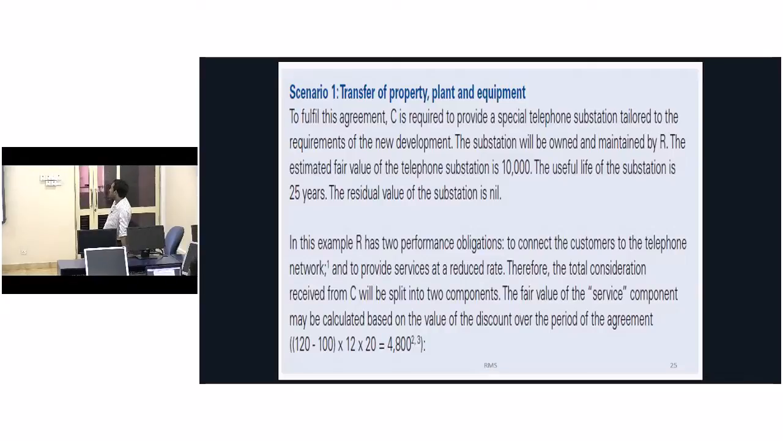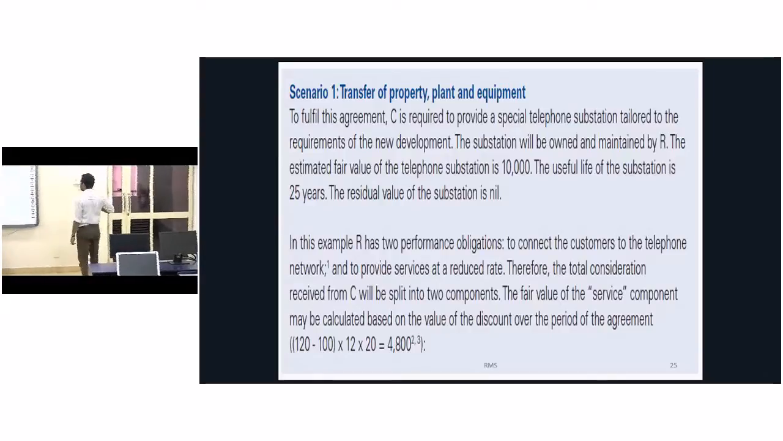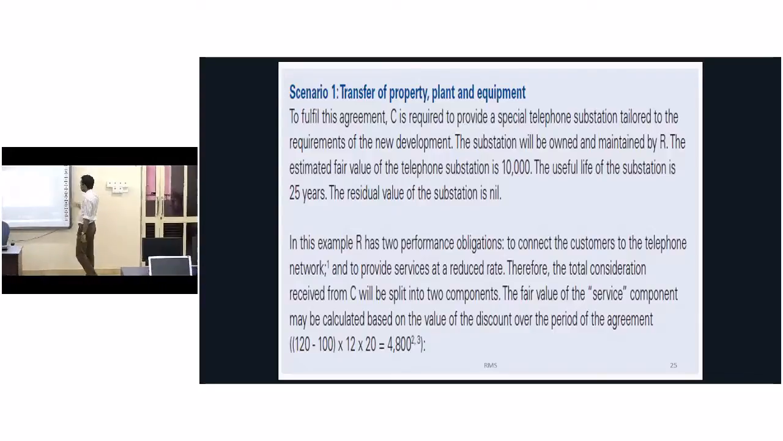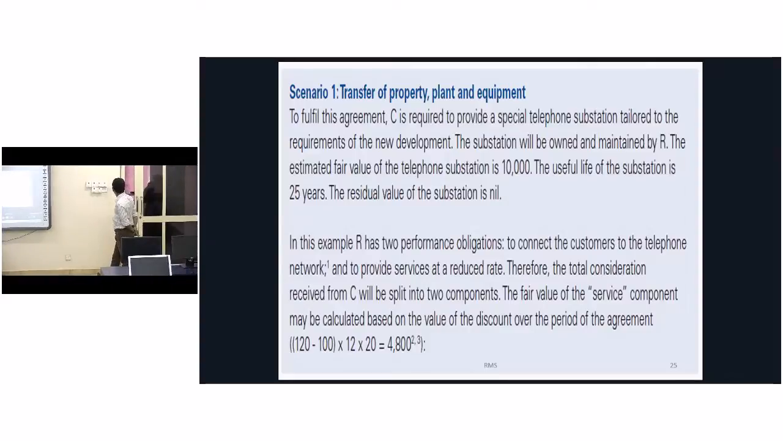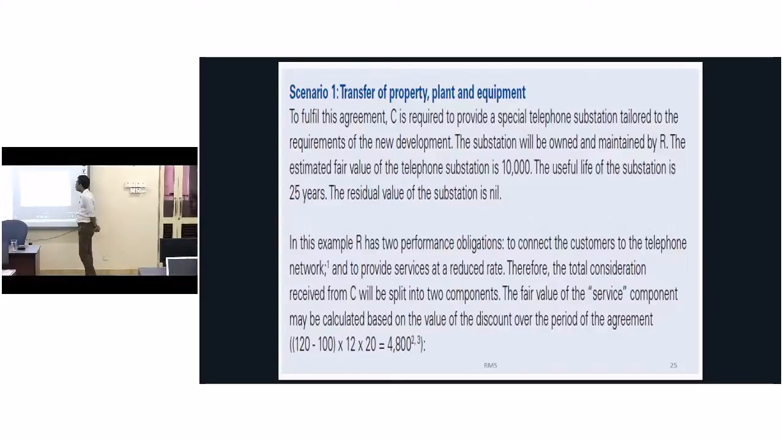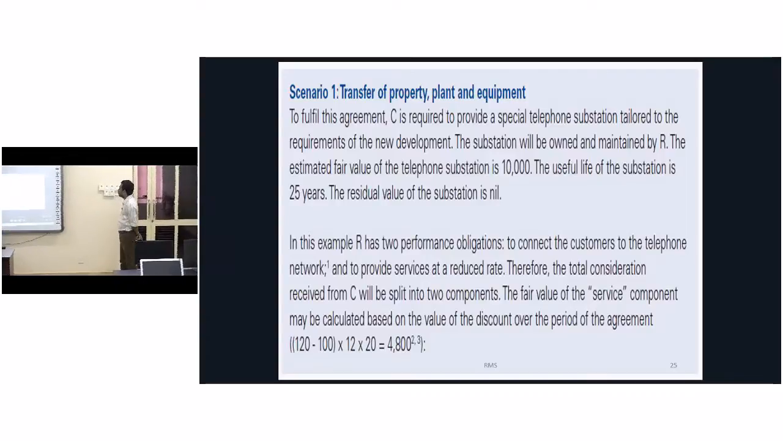To fulfill this agreement, C is required to provide a special telephone substation tailored to the requirements of the new development. The substation will be owned and maintained by R. The estimated fair value of the telephone substation is, look, how much? 100,000. The useful lifetime of the substation is 25 years. There is no residual value.